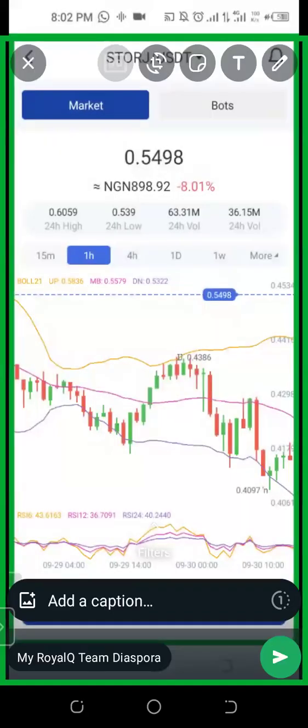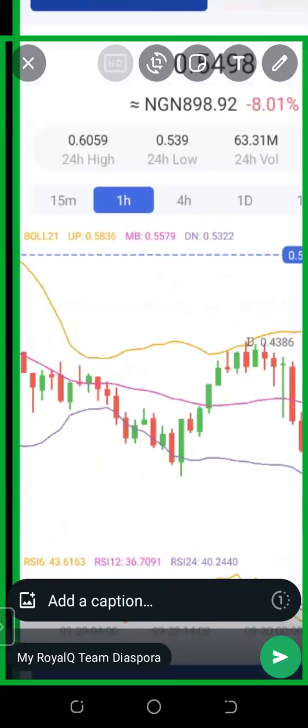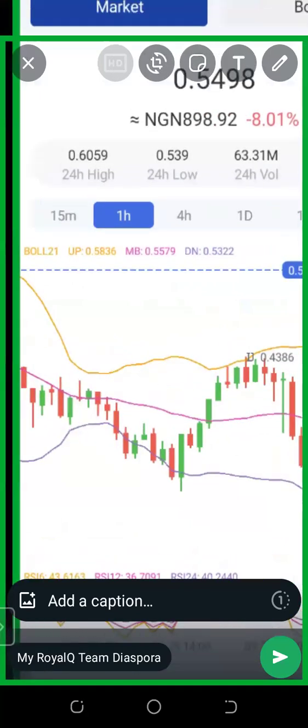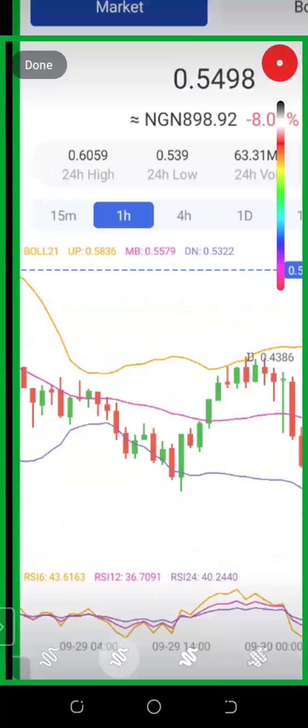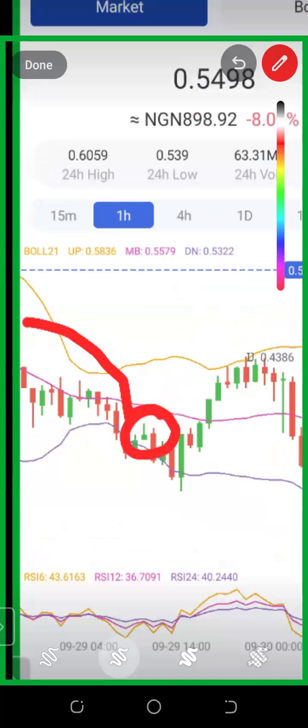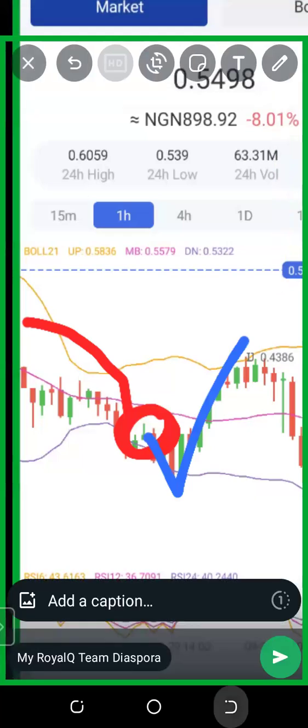This one that I saw here, I saw one here. As this coin was coming down, this is the inverted hammer here. After then, you saw that the coin still went down a little bit, but later went up. Let me look for another one.